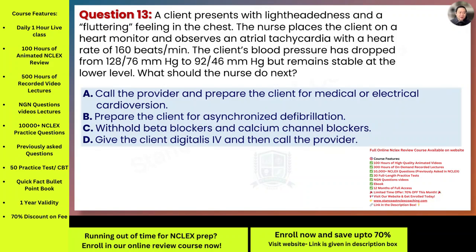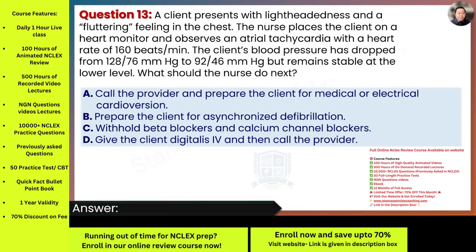Options: A, call the provider and prepare the client for medical or electrical cardioversion. B, prepare the client for asynchronous defibrillation. C, withhold beta blockers and calcium channel blockers. D, give the client digitalis IV and then call the provider. The answer here is letter A.